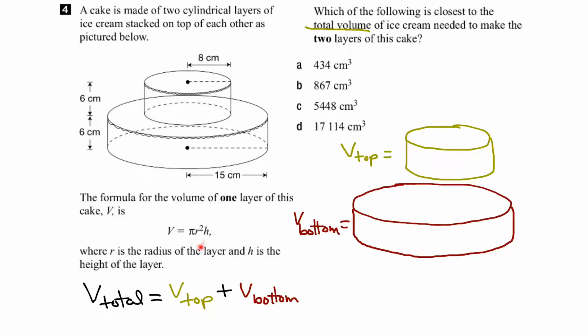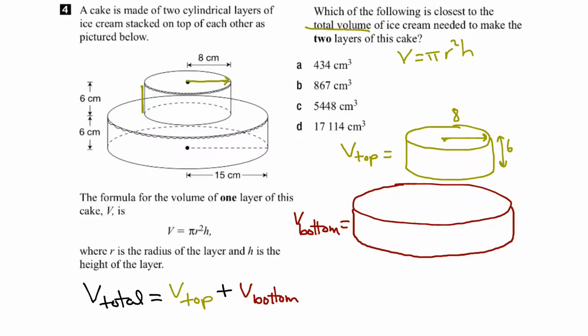And we're given the formula for the volume of a cylinder, so let's work out the volume for the top and the bottom and add them together. So let's start with the top, and we know that to find the volume we need to know the radius and the height. So for the top cylinder, we can see that the radius is the 8 centimeters here, and the height is this distance, which is 6 centimeters. So I can place that on my diagram here. We've got a radius of 8 centimeters and a height of 6 centimeters.